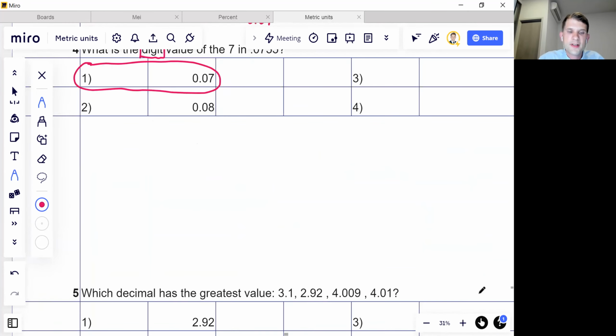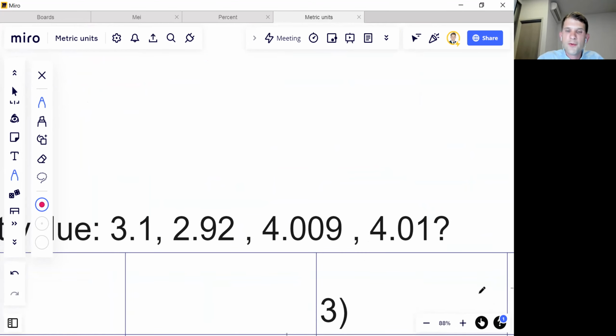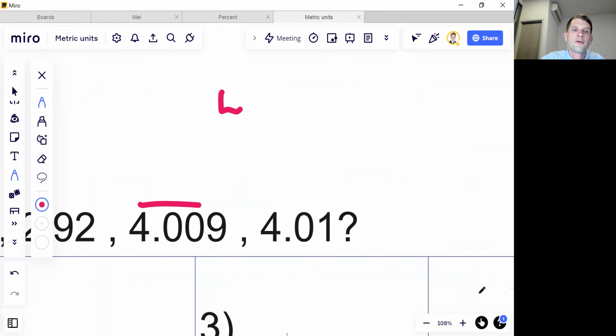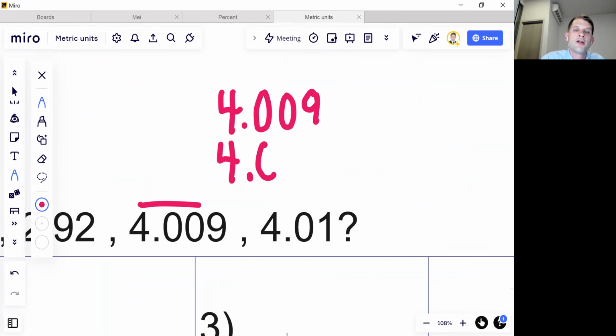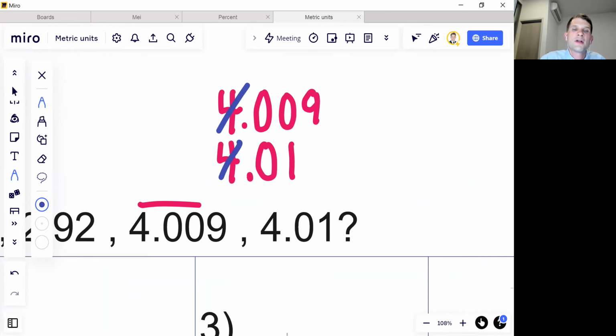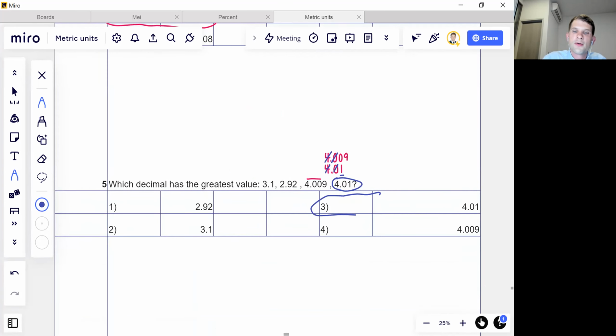Next one, number 5, says which decimal has the greatest value of this list. So don't be fooled and pick this number here. It happens to be the longest number, but if we compare side by side 4 and 9 thousandths, and we line that up vertically with 4 and 100th, we start from the left, okay? Those two numbers are the same, those two numbers are the same, and obviously this number is bigger, so we should select 4 and 100th for number 5, and that is number 3.